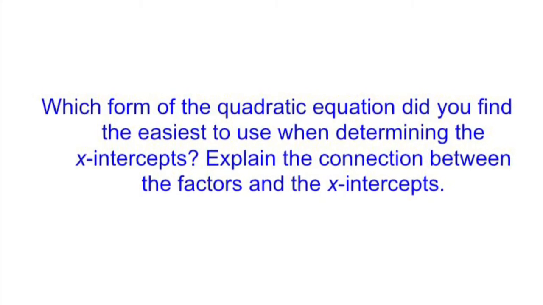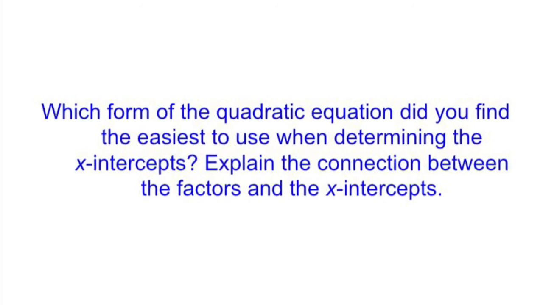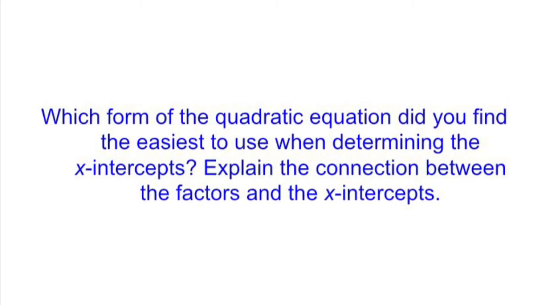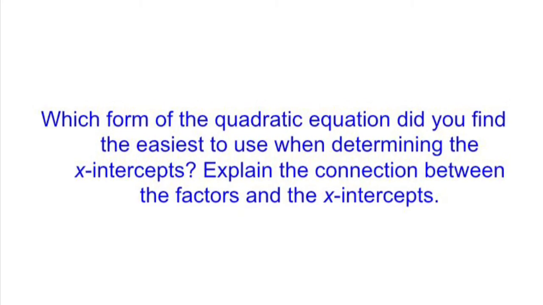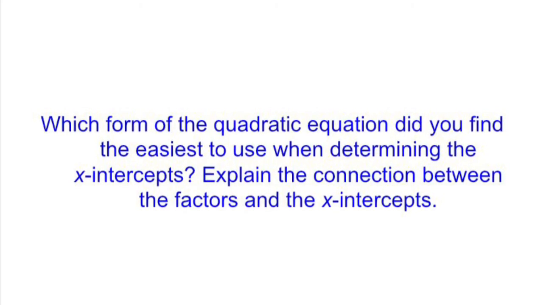The last question on assignment number 4, lesson 5 says, which form of the quadratic equation was easiest to determine the x-intercepts? It was obviously factored form, and the connection between the equation in factored form and the x-intercepts is just that whatever's in the equation in factored form, it's the opposite for the x-intercepts.